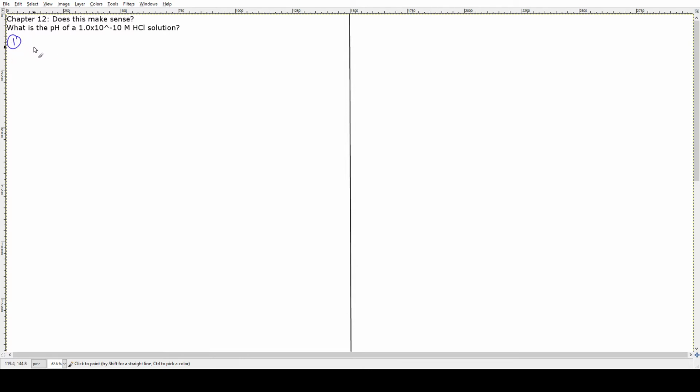Step 1, always identify the major species. So in this case, we are working with the ever popular hydrochloric acid, which we should know is a strong acid. Step 2, what do I do with that information? Write out the reaction.